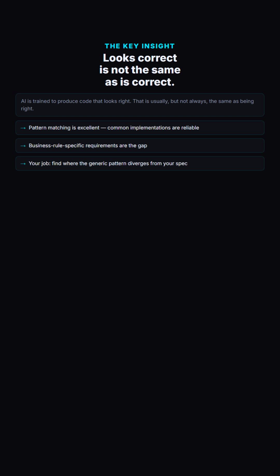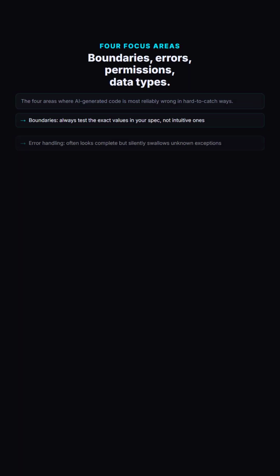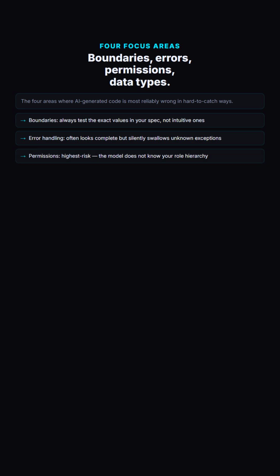There are 4 specific areas to prioritize when you are testing AI-generated code, because these are the areas where it is most reliably wrong in ways that are hard to catch through code review alone. The first area is boundary conditions. AI models implement boundary checks based on common conventions and the examples they were trained on, not based on your specific business requirements. If your spec says the maximum file size is 25 megabytes and the model generated a check for files larger than 50 megabytes, that is a business logic error that looks completely reasonable in a code review. Always test at the exact boundary values specified in your requirements document, not just the values that make intuitive sense in general.